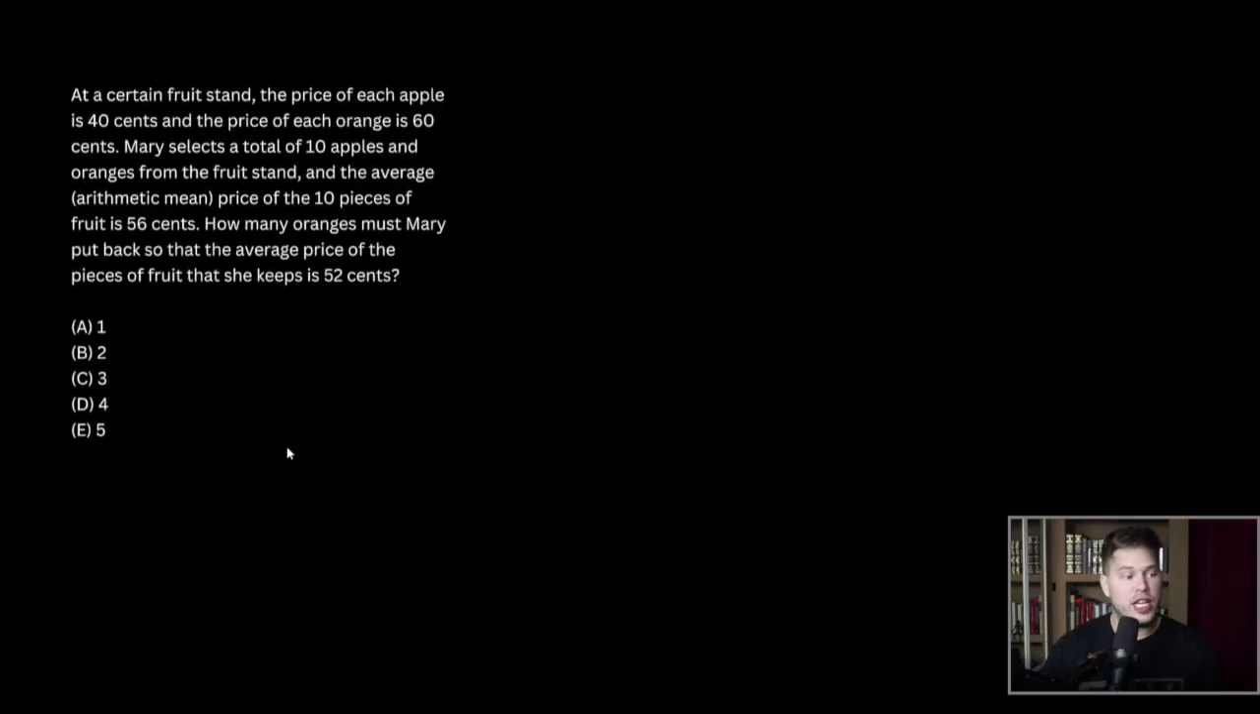At a certain fruit stand, the price of each apple is 40 cents and the price of each orange is 60 cents. Mary selects a total of 10 apples and oranges from the fruit stand, and the average price of the 10 pieces of fruit is 56 cents. How many oranges must Mary put back so that the average price of the pieces of fruit that she keeps is 52 cents?